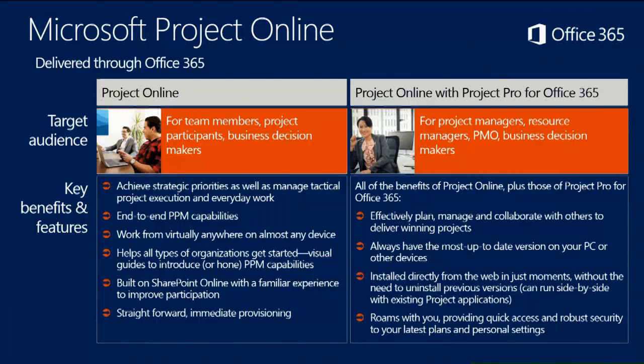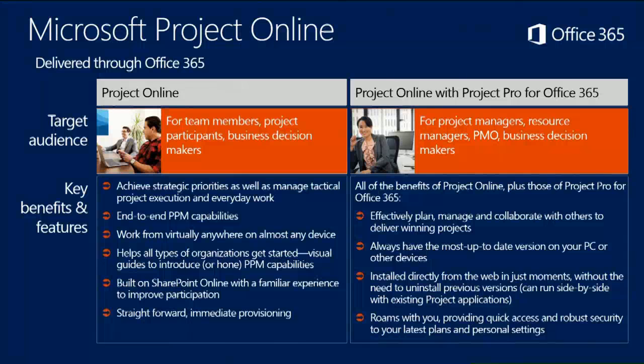It does it in more of a segmented basis, so it gives you the things you need to get started. It's very secure. We push the patches to you, which is different from the on-premise version. On the on-premise version, you need to have one license per device that you use the Project Professional on. In the Office 365 version, you can have 5 devices without having to purchase any additional licenses. So I'll hand back to Peter now.